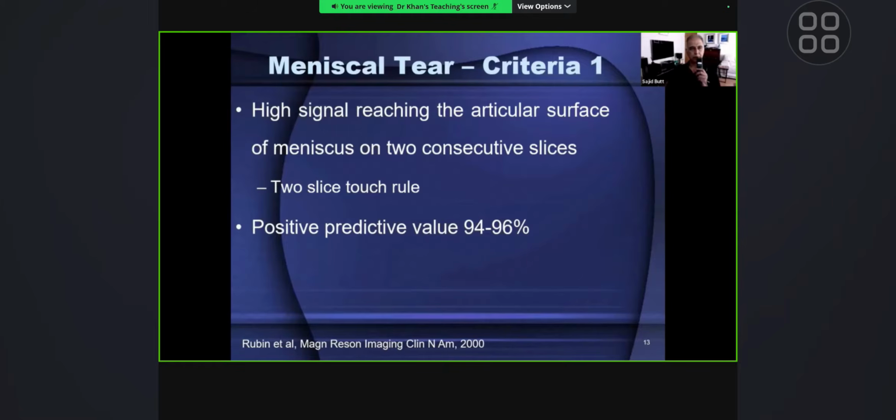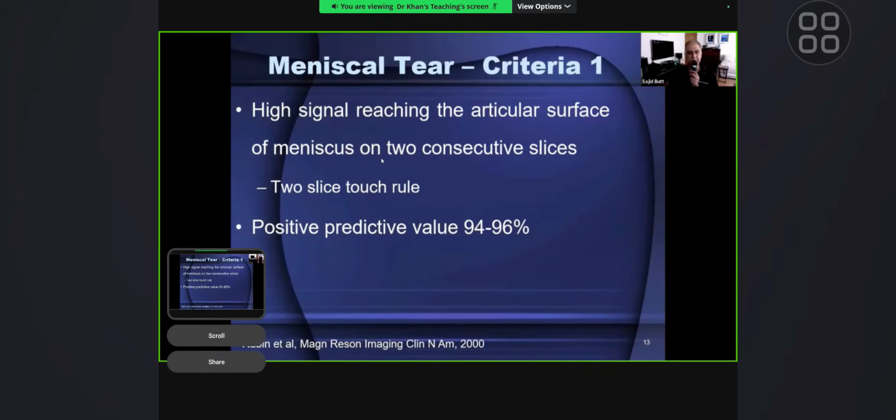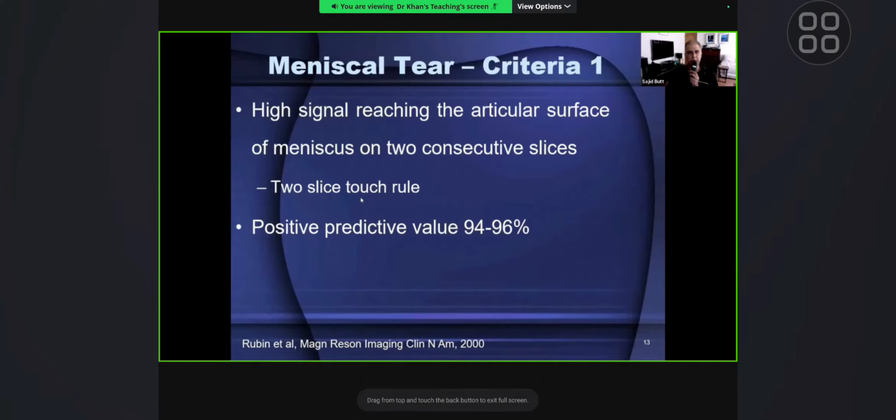The criteria of diagnosing a meniscal tear, you have to have a high signal intensity which reaches the articular surface of the meniscus on at least 2 consecutive slices. This is the so-called 2-slice touch rule, and its positive predictive value is almost 100%. So if you've got a clearly increased signal intensity present in the meniscus and it reaches an articular surface, then that is a very good indication that we're dealing with a tear.